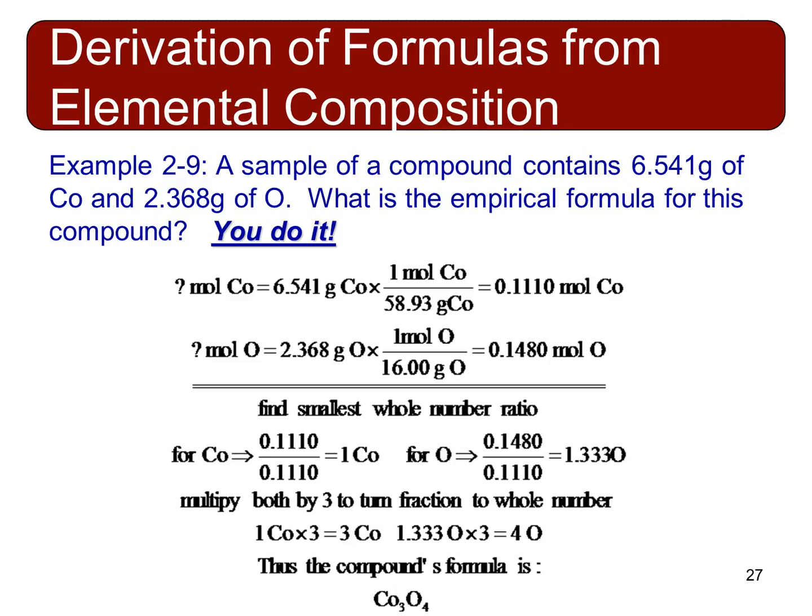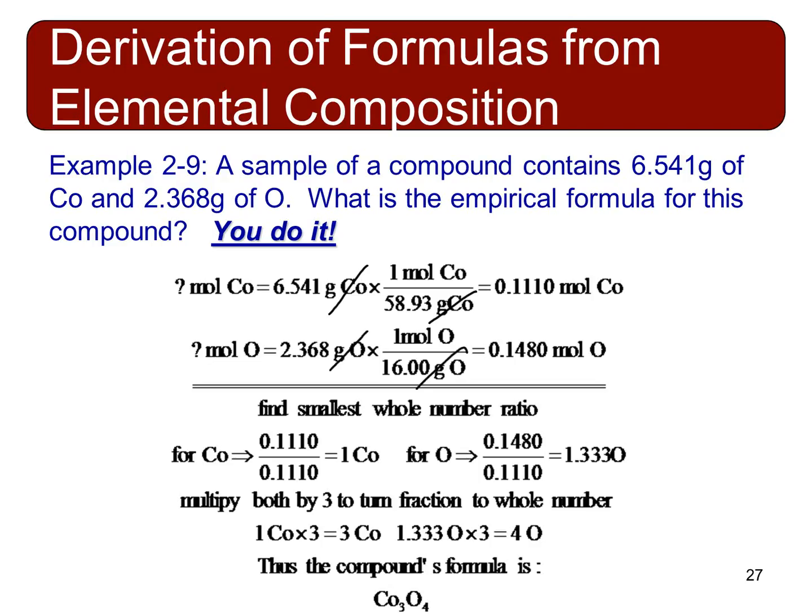This one is a little bit different just because it doesn't come out to be a perfect whole number at the end. And we all know, hopefully, I've never seen a formula that has cobalt 1, oxygen 1.3. We just can't have fractions. We have to turn those into whole numbers. So the first thing you do is convert from grams to moles, using the periodic table. We just have two different atoms.